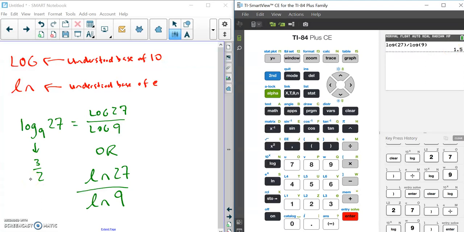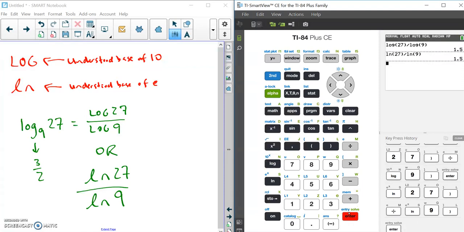But just to show you how this property works, I could also try the natural log. As long as I use the natural log for the top and the bottom, I should get the same answer, because that's what the change of base property tells us. So we could have the natural log of 27 divided by the natural log of 9. If I do this, I also get an answer of 1.5.